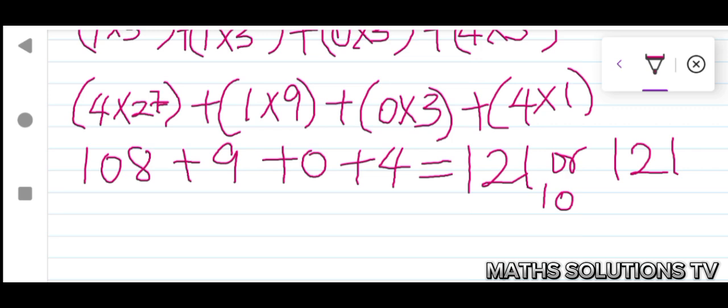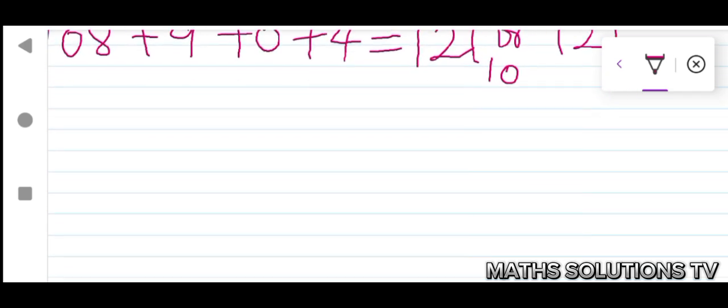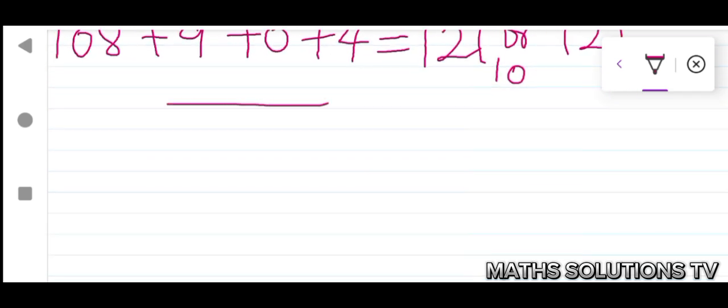So this number is what we want to convert to base 8. All you have to do is divide 121 through by 8. So let's check how many 8s we can see in 121, and how much will be the remainder?